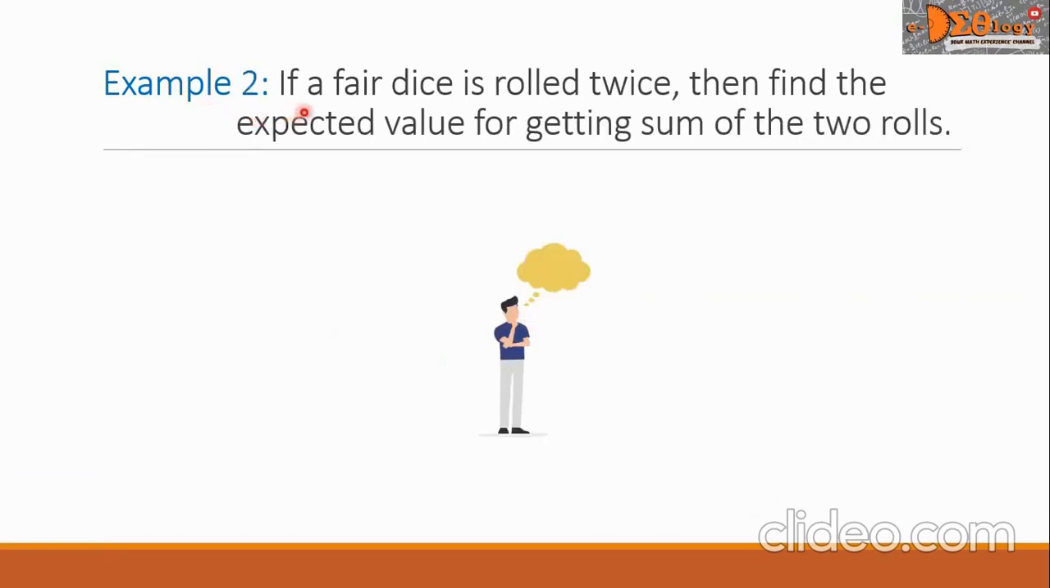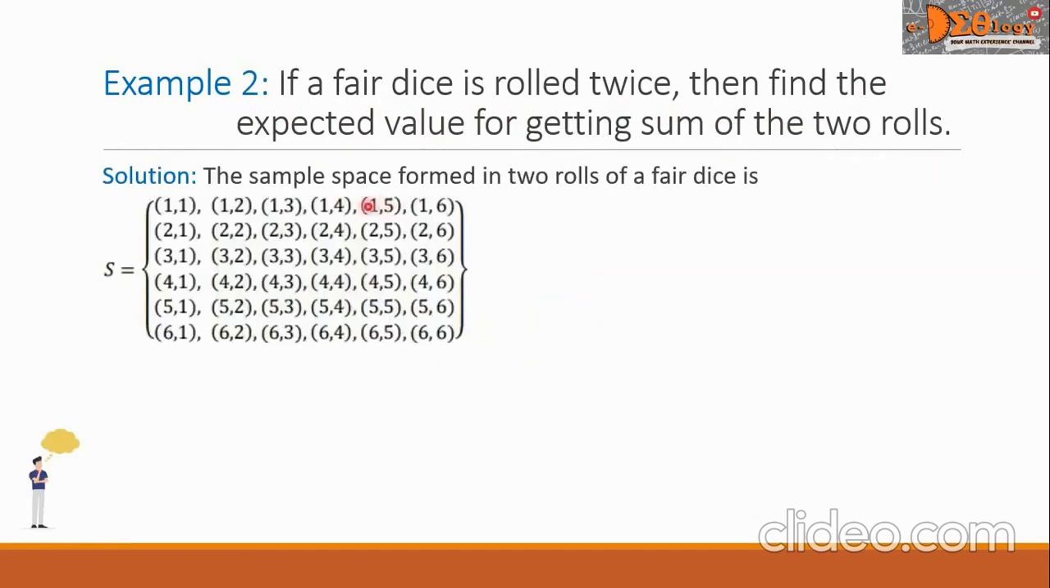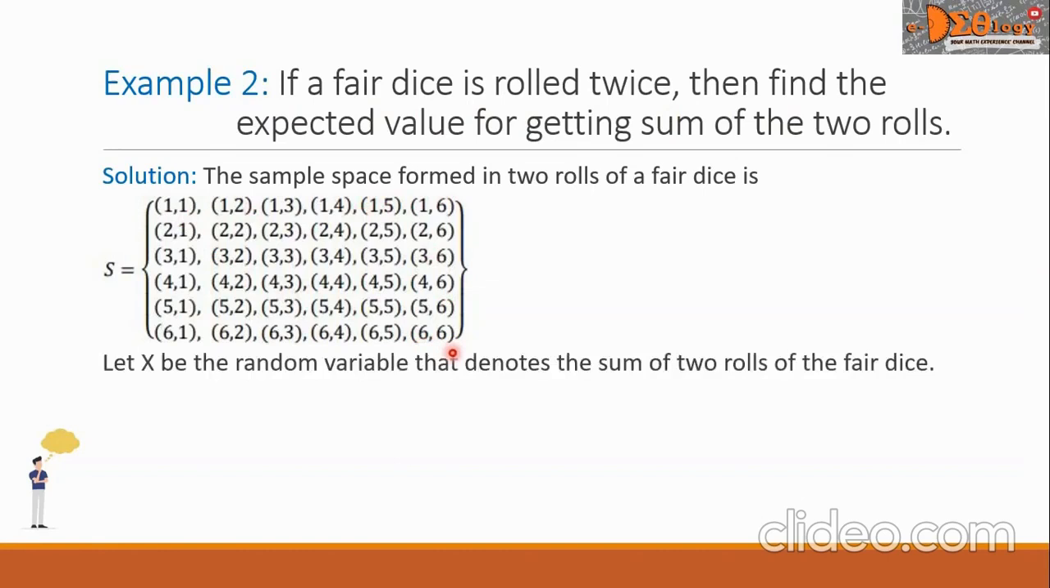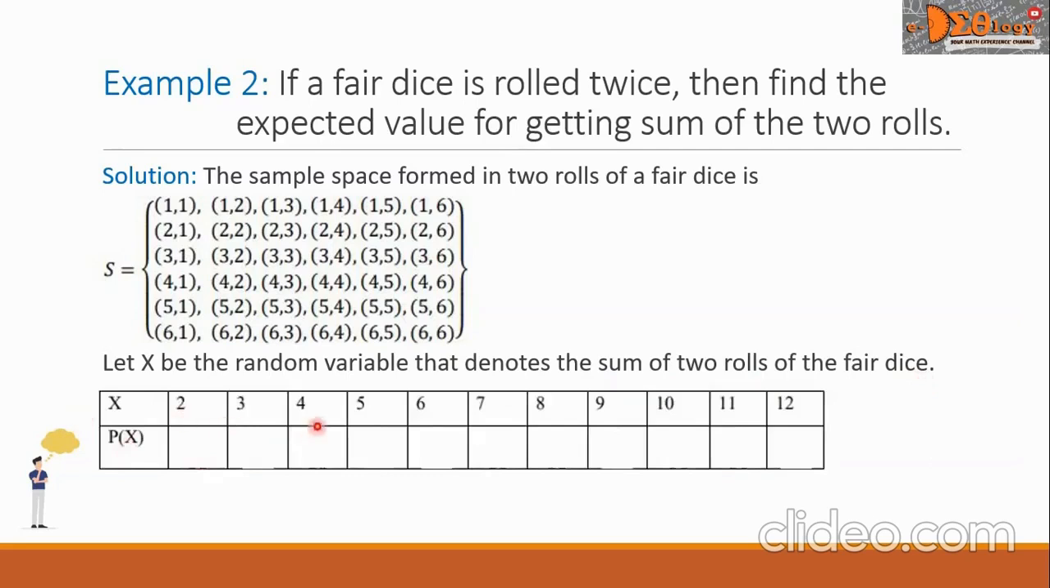Example 2. If a fair dice is rolled twice, then find the expected value for getting sum of the two rolls. Let us first write the sample space formed in two rolls of a fair dice, and here it is. The smallest is 1, 1, and the largest is the 6, 6. Now let X be the random variable that denotes the sum of two rolls of the fair dice. Let us see our table down here.